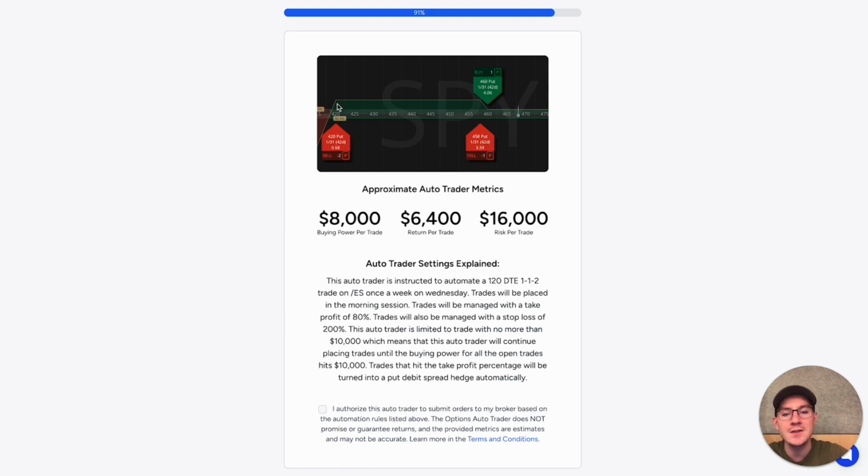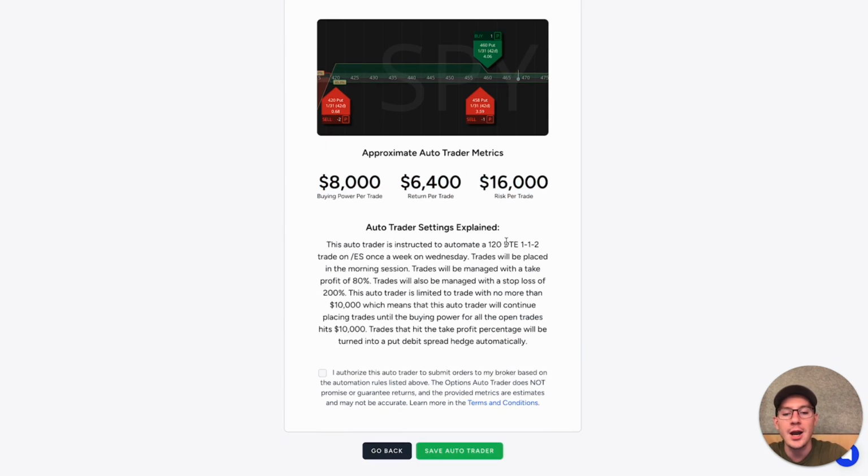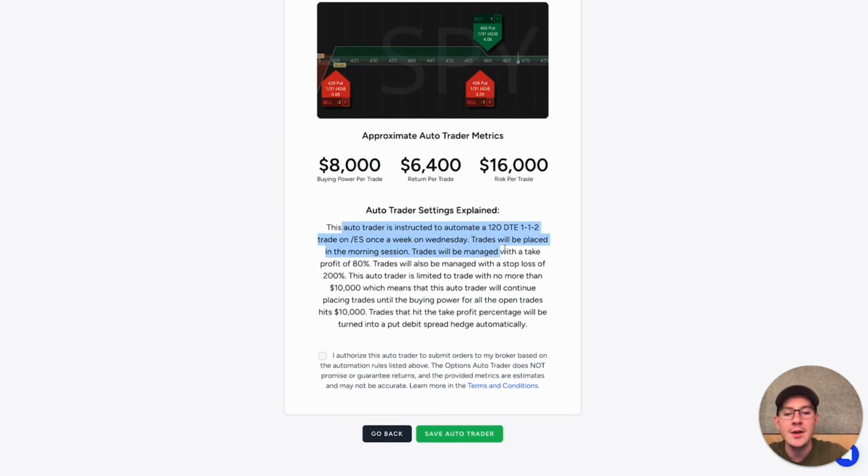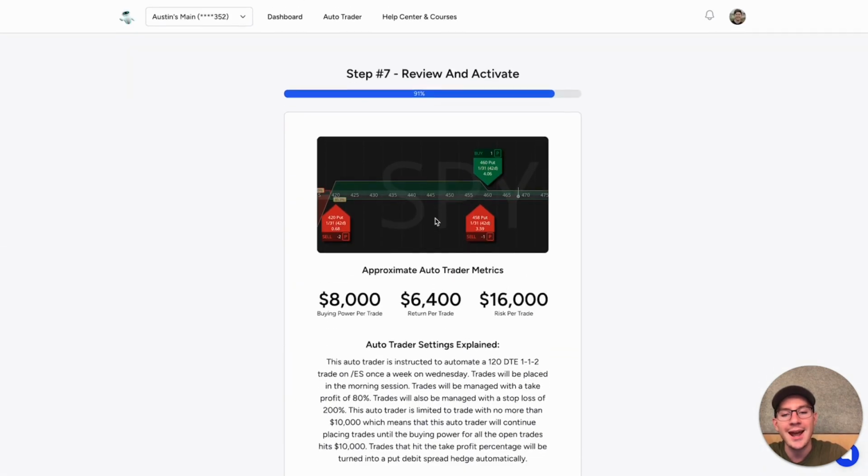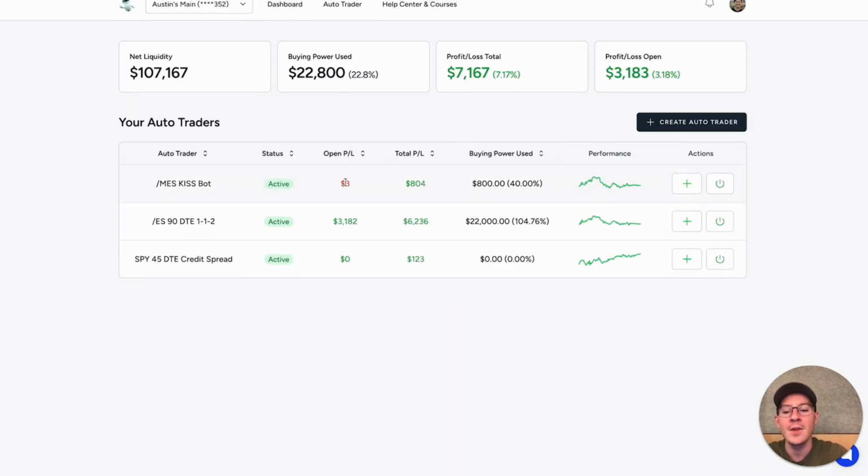Just like that, you can see here the profit. This is what a 112 looks like. This is my approximate return per trade, risk per trade, things like that. And then you can see here the trade as well and what it's saying that it'll do. Again, this is a bit over exaggerated because it's not looking at a real trade yet, but just like that, I can save the auto trader and make it live. And that's how you have the Options Auto Trader or any automation service actually implement this for you.